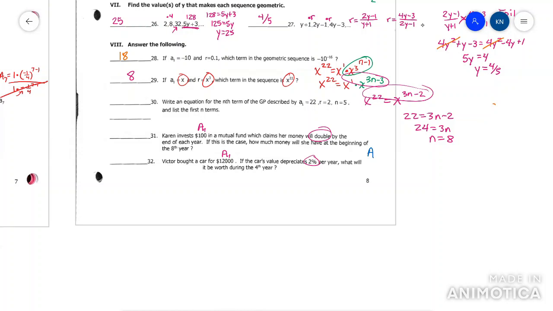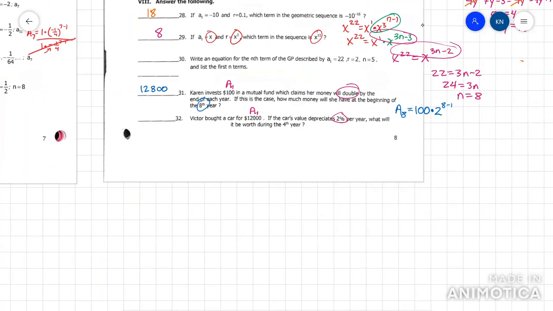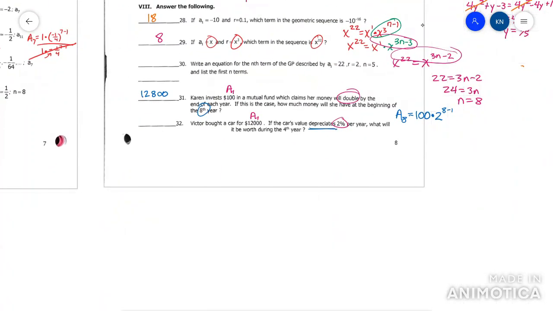A sub n, well, they want the 8th year. See, 8th year is your start amount, which was $100, times your rate is doubling. So that's a 2 to the n-1. So that's all you have to do. Punch that in the calculator, you get 12,800. Just like that. So this last one, it's depreciating by 2%.